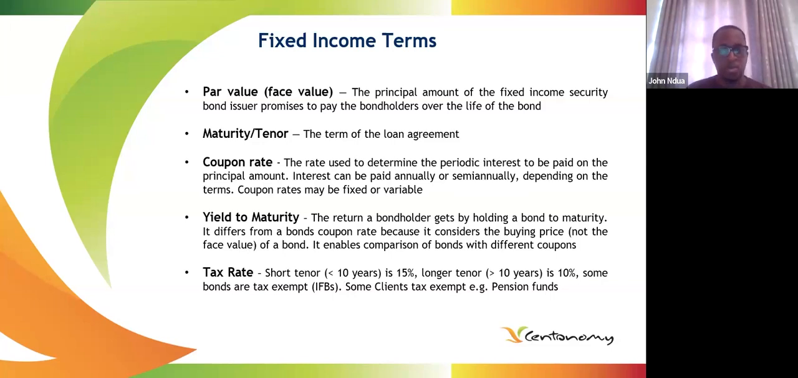Okay? So that tax is called a withholding tax. It's withheld. So you will receive your interest rate, but less 15% tax if your bond is shorter and 10% tax if your bond is longer. The reason why they tax longer bonds less is because they want to incentivize people to invest longer.